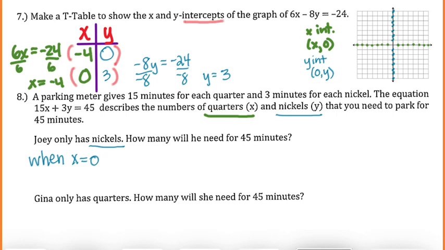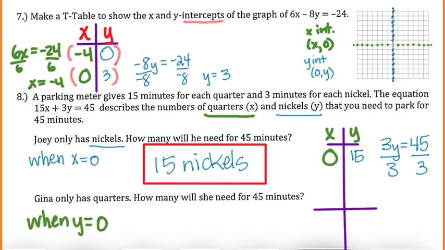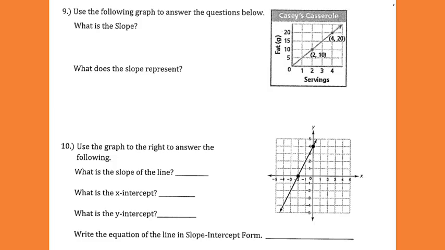So if he has no quarters, which means x is 0, we can solve for the y-intercept when the quarters are 0, solving and getting 15 nickels. If Gina only has quarters, or she has 0 nickels or 0 y's, we can solve for how many quarters she would need. And we see she needs 3. Okay? All right, moving on.